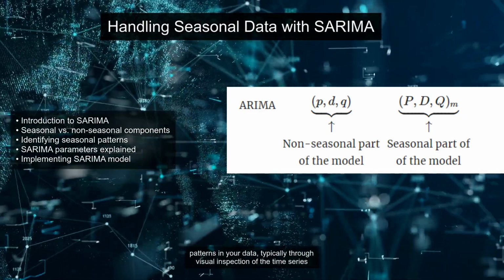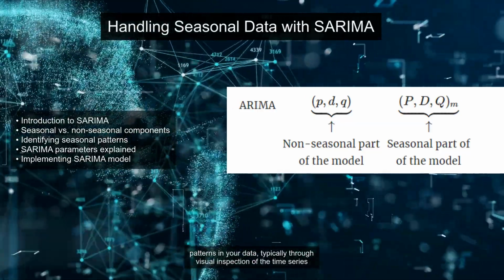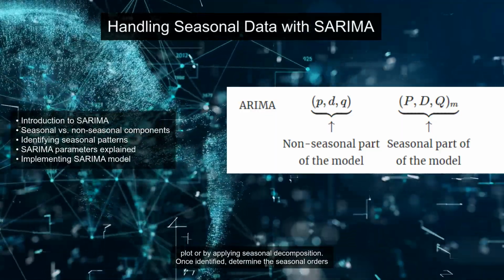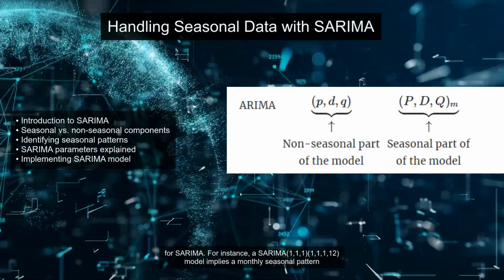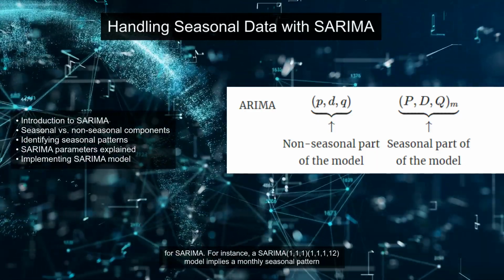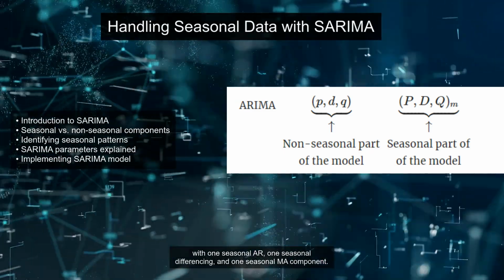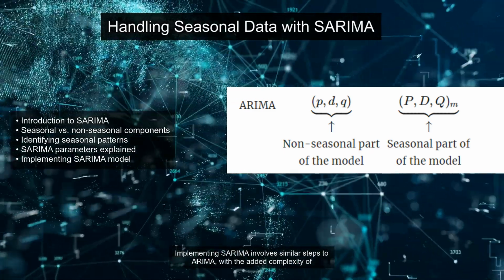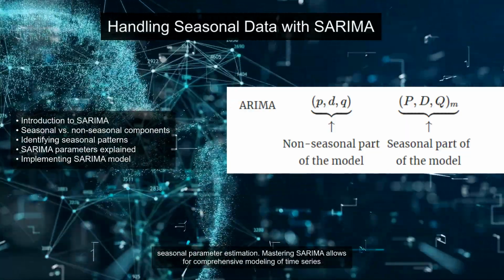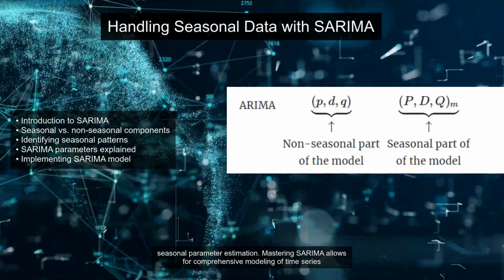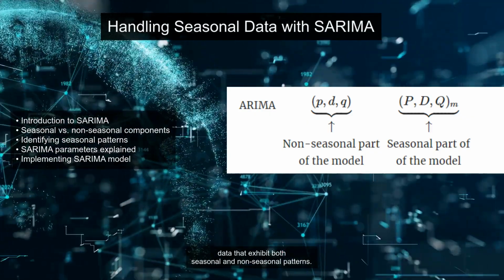Start by identifying seasonal patterns in your data, typically through visual inspection of the time series plot or by applying seasonal decomposition. Once identified, determine the seasonal orders for SARIMA. For instance, a SARIMA (1,1,1)(1,1,1,12) model applies a monthly seasonal pattern with one seasonal AR, one seasonal differencing, and one seasonal MA component. Implementing SARIMA involves similar steps to ARIMA, with the added complexity of seasonal parameter estimation. Mastering ARIMA allows for comprehensive modeling of time series data that exhibit both seasonal and non-seasonal patterns.